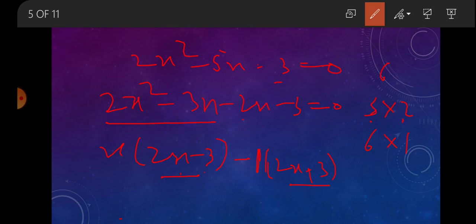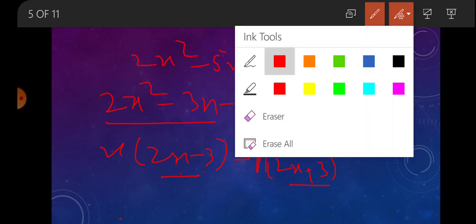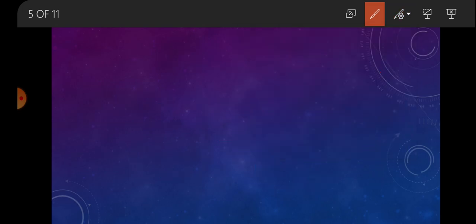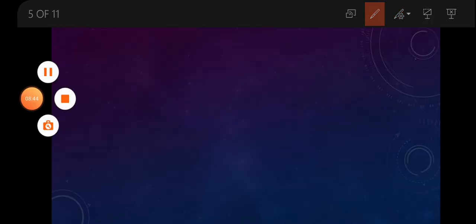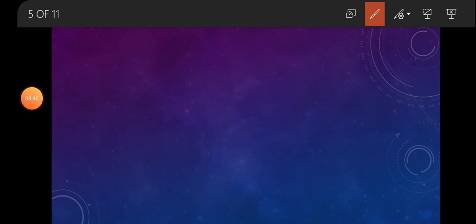So sometimes you get these types of question where you cannot get common from one method, so you have to think about the second option also. So now moving to question number 5, I will leave it for you to solve. Now I will move to question number 6.